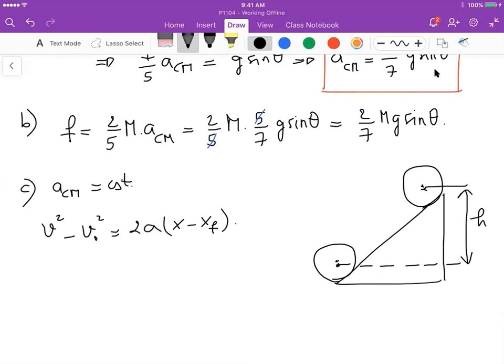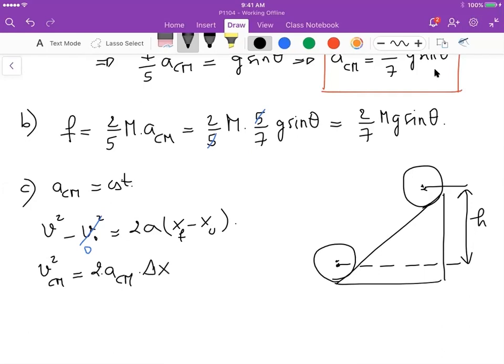Now if we want to apply it to our case, well, the v final we don't know, we are looking for it, which we called v center of mass squared. The initial value of the velocity is 0 because it was released from rest. That is equal to 2 times the acceleration of the center of mass, right, multiplied by what we are looking for, which is delta x. Oops, it's x final minus x0 here. Let's call x final minus x0 delta x, okay?